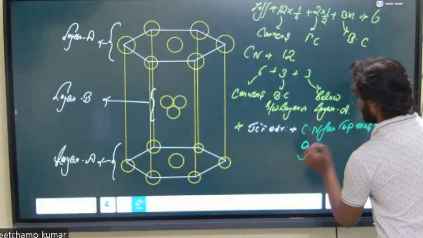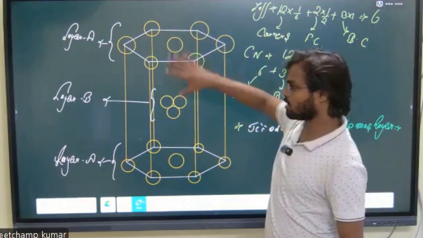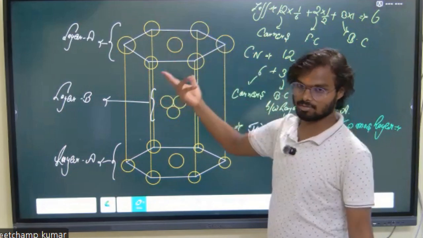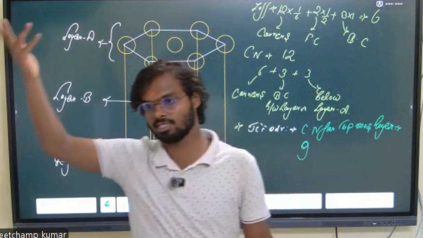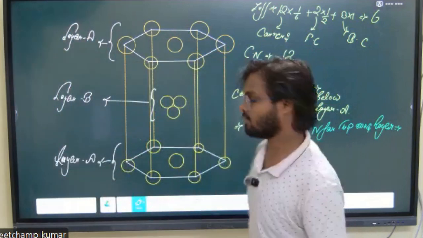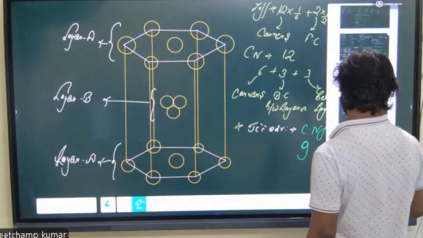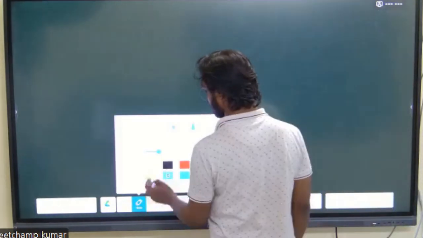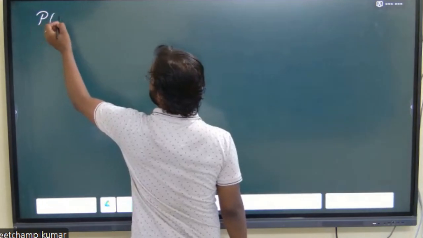Coordination number is 9 because at the topmost layer we do not have the upper layer, right? So we have only the corners and this atom, because the topmost layer is not there. So obviously it will be 9 only, right? Very good. Now the next thing left is packing efficiency.